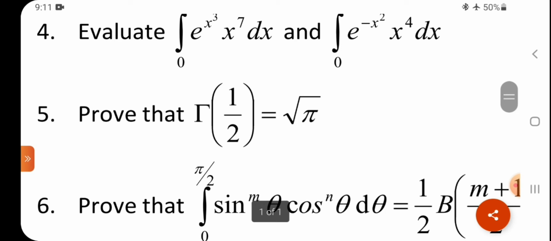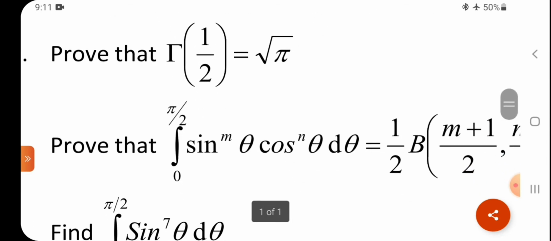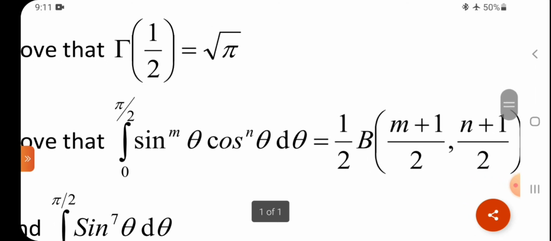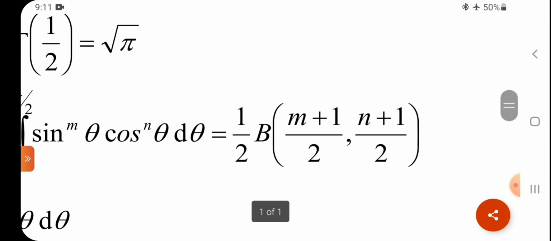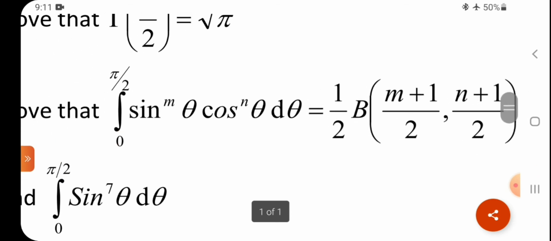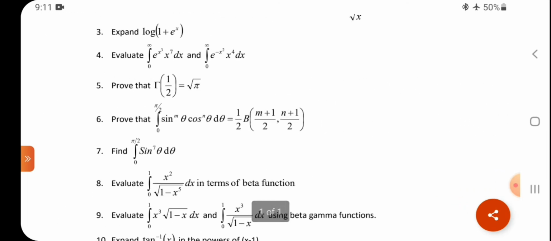Fifth one, prove that gamma of half equal to root pi. It is a direct problem. With the help of the polar form of the beta function, you can directly find its proof. Sixth one, prove that integral 0 to pi by 2 sine power m of theta cos power n of theta d theta equal to that value. You just compare with the polar form of the beta function and you can find its value directly.